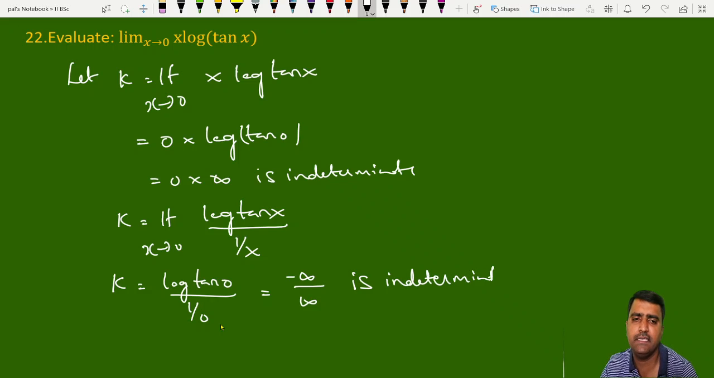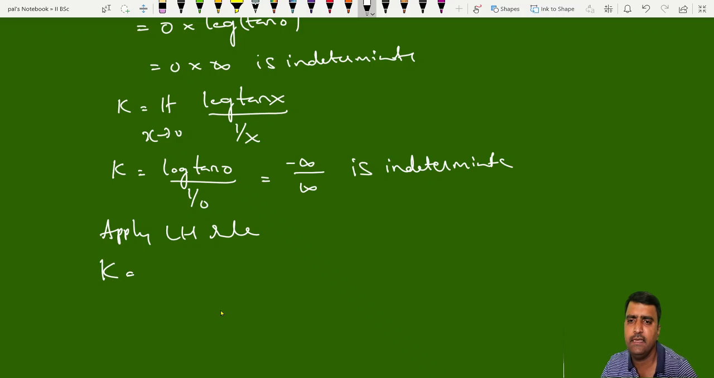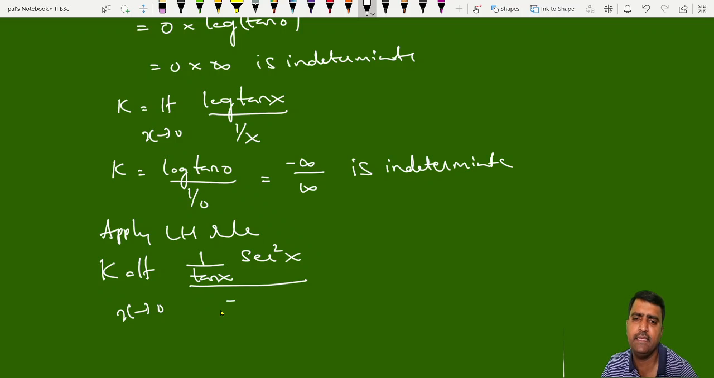So here what we did is we reduced it to infinity by infinity form. Once it reduces to infinity by infinity form, now you can apply L'Hospital rule. So apply L'Hospital rule now. Then k is equal to limit x tends to 0. Differentiation of log of tan x is 1 by tan x, again differentiation of tan x is secant square x. This is divided by differentiation of 1 by x, which is minus 1 by x square.